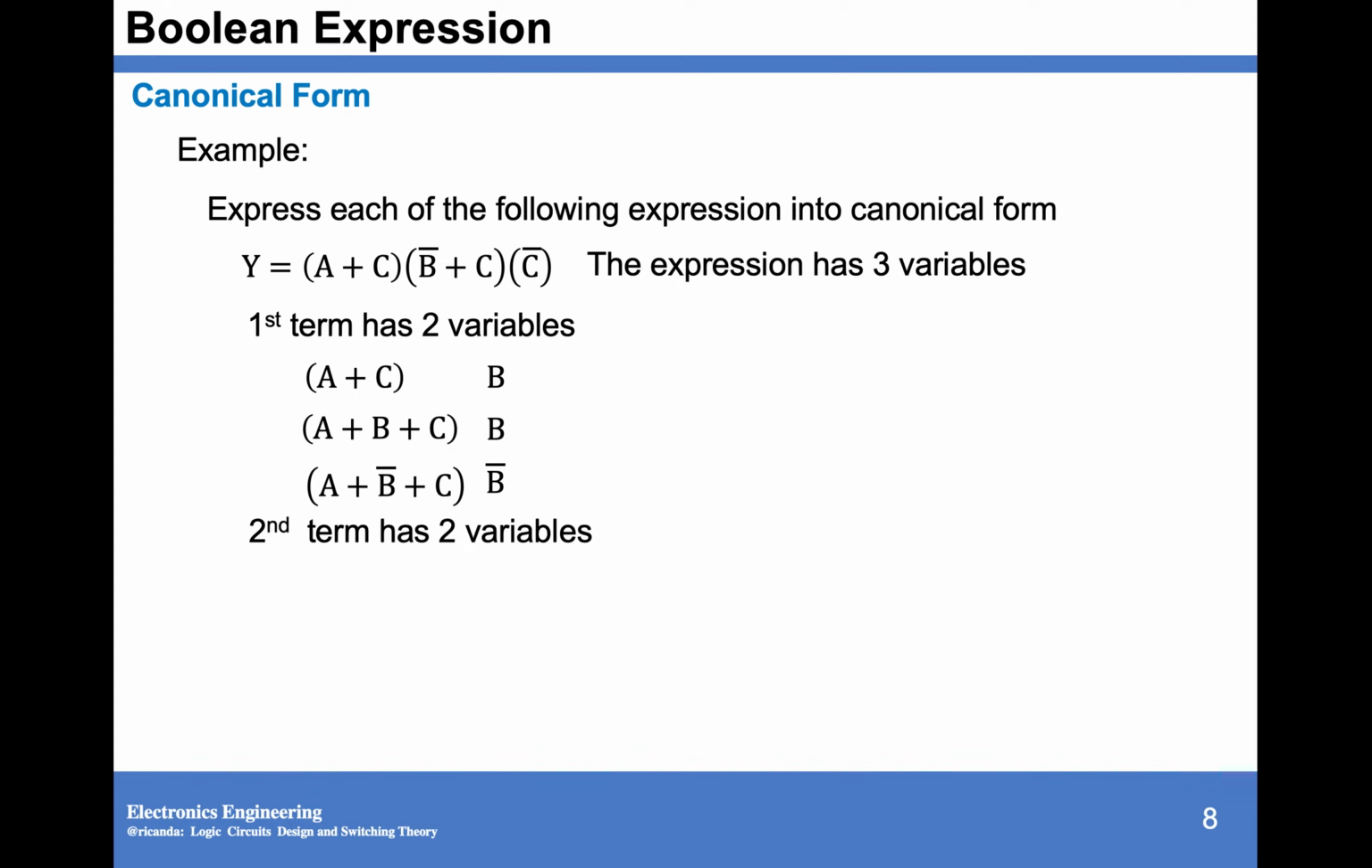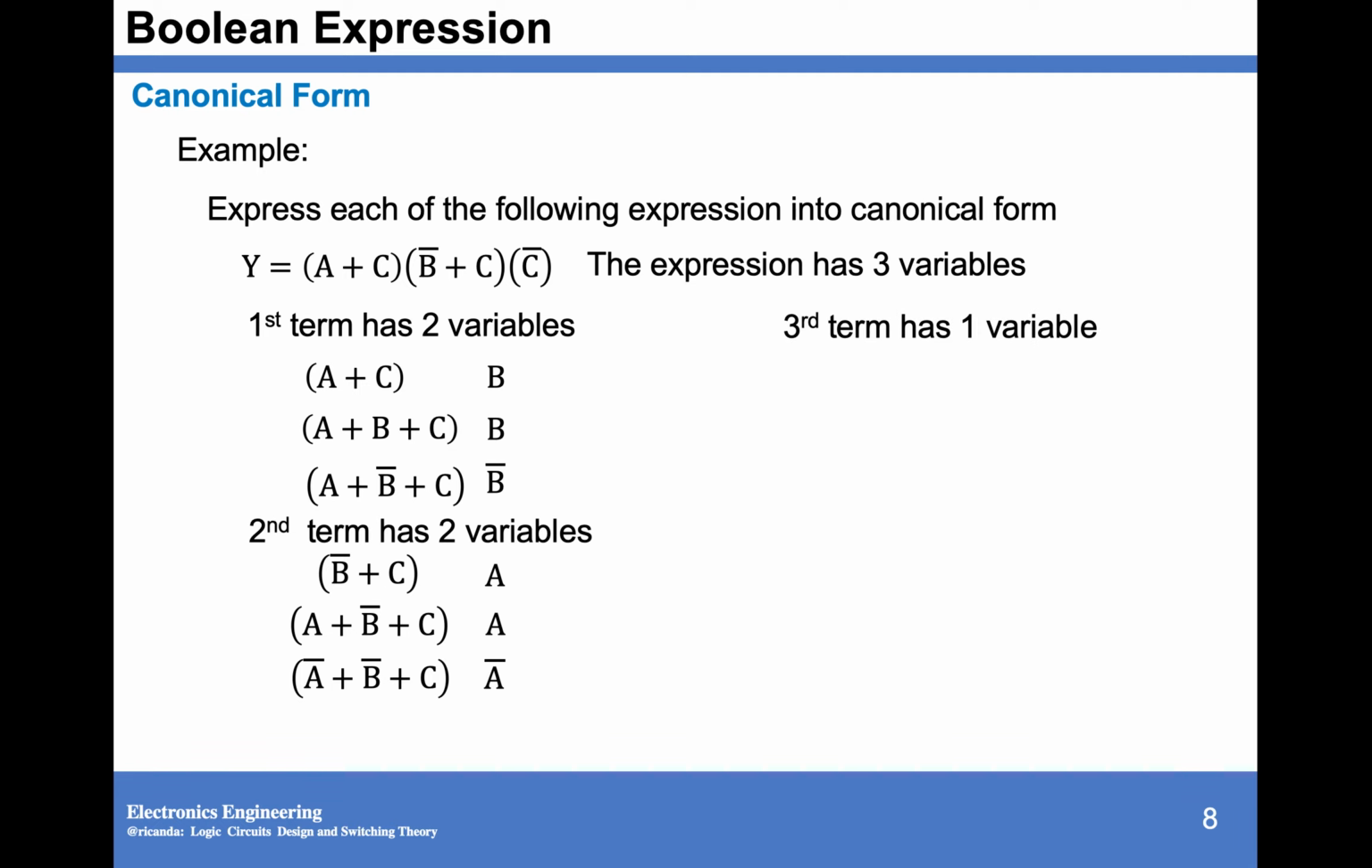For your second term, it has two variables, that is B bar and C. The lacking variable is A. We have A as a true value, then your expression is A or B bar or C. Or for a complemented form of your variable A, then we have A bar or B bar or C. The third term has one variable, we have C bar. The lacking variables are A and B. So we have A and B in a true form, so therefore your expression must be A or B or C bar. One of its variables is in the complemented form.